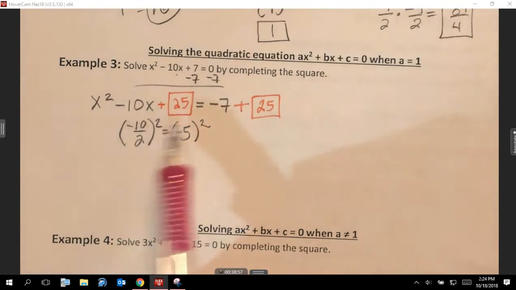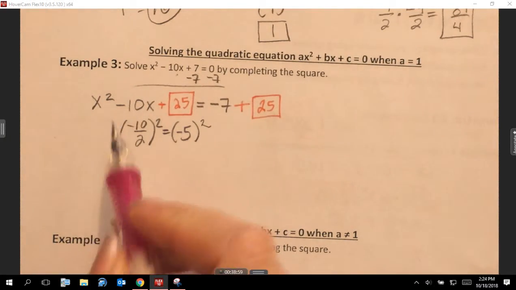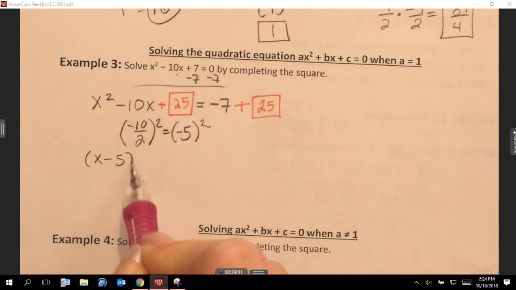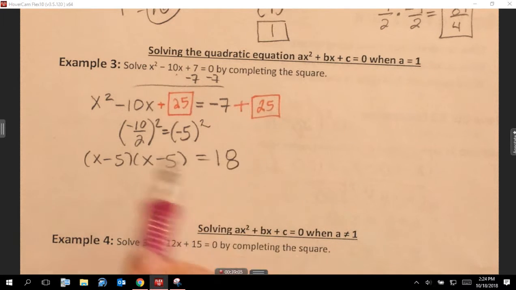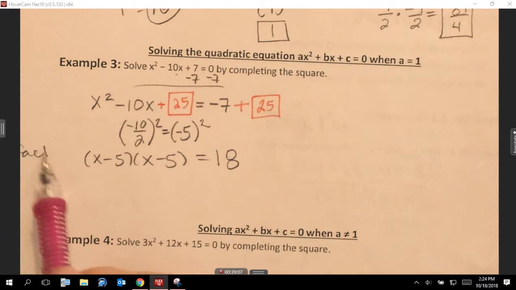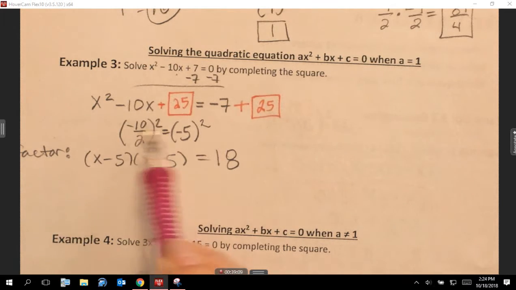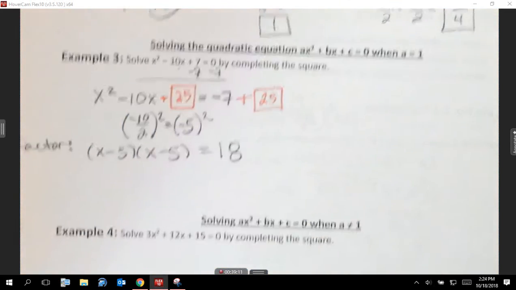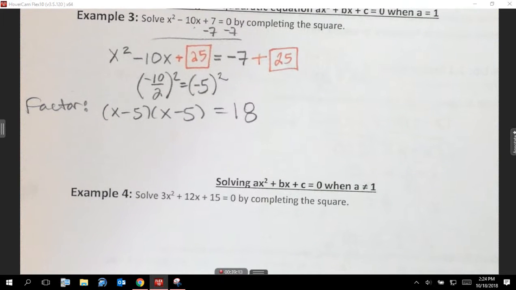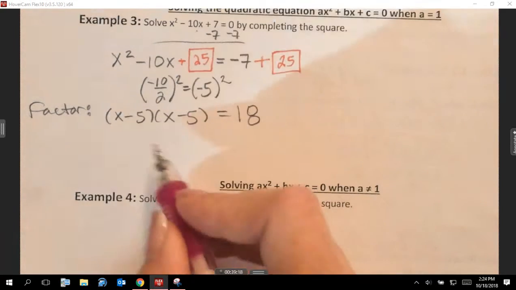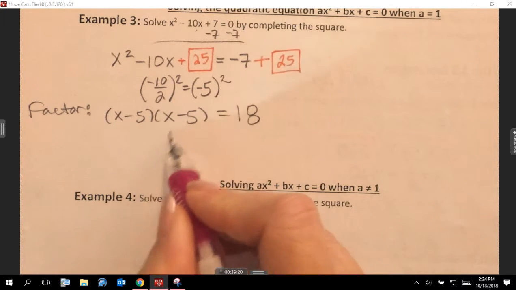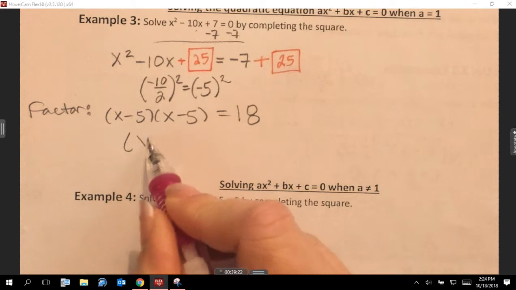Once I've done that, then on this side I've got x minus 5 times x minus 5 equals 18. So what I did was I factored this perfect square, the way that you guys have been factoring. I just did it really fast because I got to get this video done. And then from there, since they're exactly the same, we write it as x minus 5 squared.